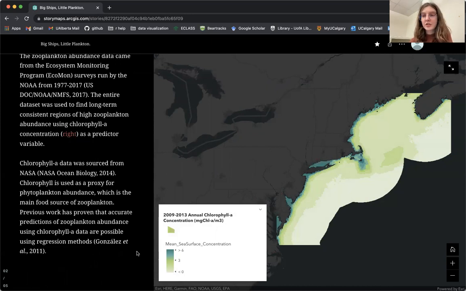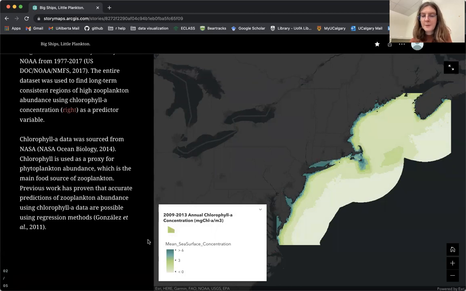And previous work has shown that predictions of zooplankton abundance can be accurate using chlorophyll A data and also using regression methods. So it was just a really easy to get set of data that was handy to use for this project. Some important things to remember are that chlorophyll A concentration is highest around the shorelines.